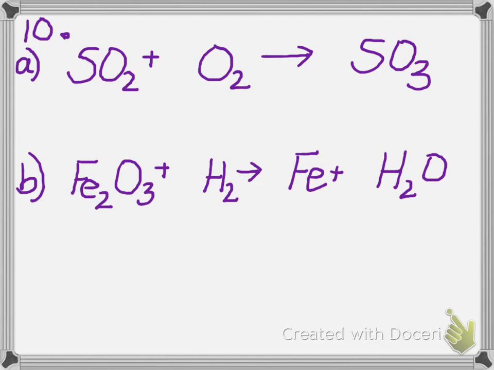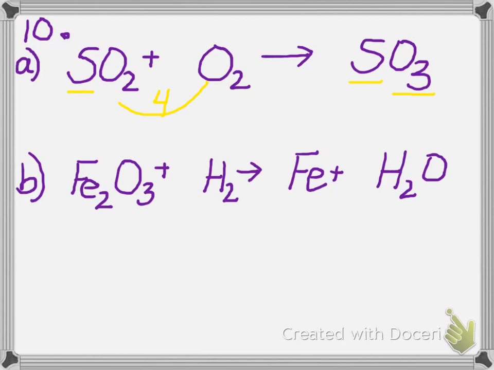So letter A, we have SO2 plus O2 yields SO3. Again, it doesn't really matter where you start. I just tend to always start at the left. So I have one sulfur here, and I have one sulfur here, so that looks good. So I start to look at my oxygen here, right, and I have 4. And here I have 3. So that's kind of an odd number.